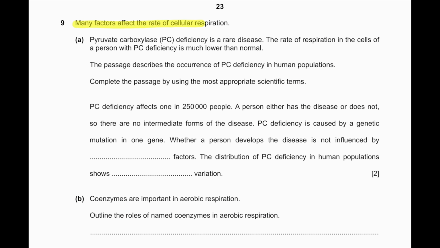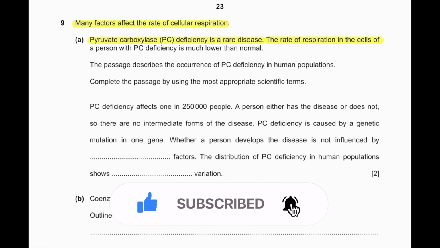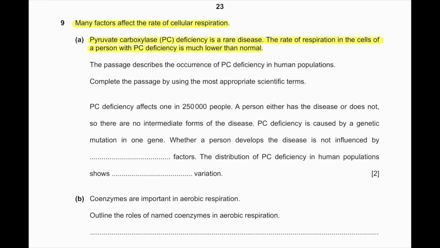Many factors affect the rate of cellular respiration. Pyruvate carboxylase (PC) deficiency is a rare disease. The rate of respiration in the cells of a person with PC deficiency is much lower than normal. The passage describes the occurrence of PC deficiency in human population. Complete the passage by using the most appropriate scientific term. PC deficiency affects 1 in 250,000 people. A person either has the disease or does not. So there are no intermediate forms of the disease. This can indicate that the disease is caused by one single gene.